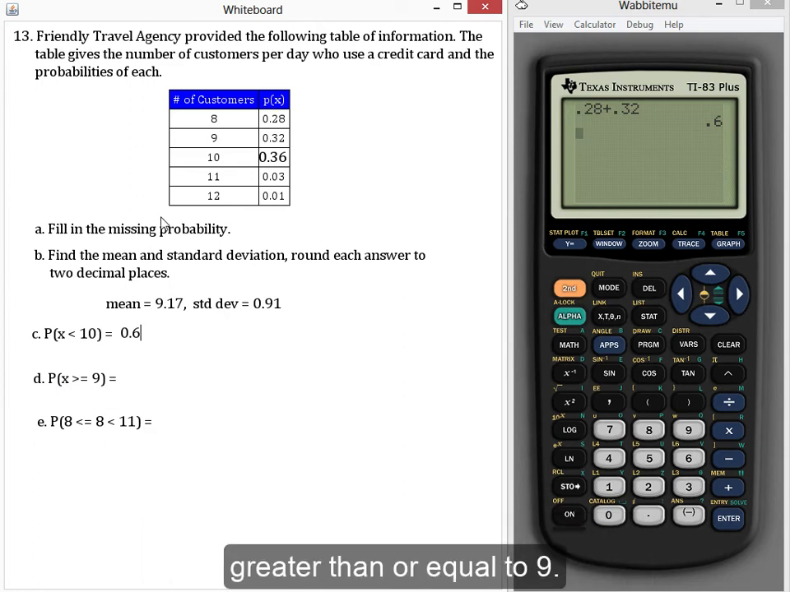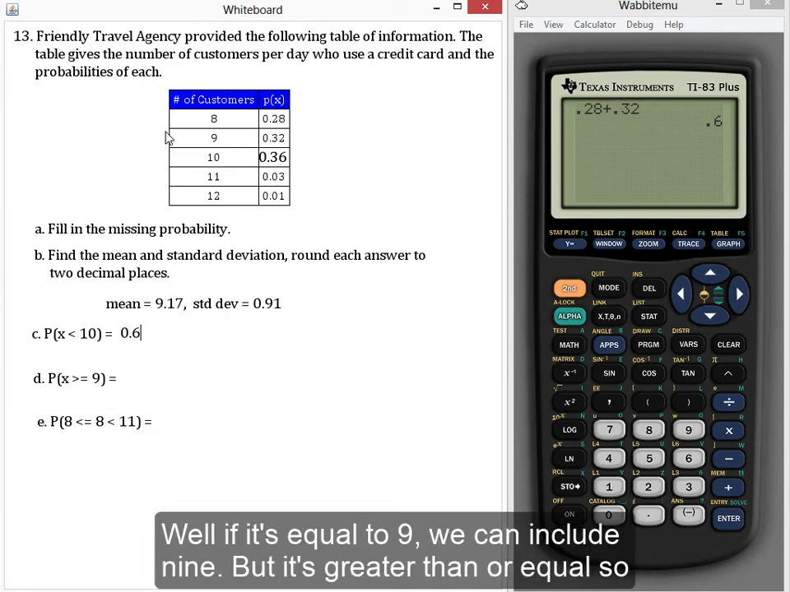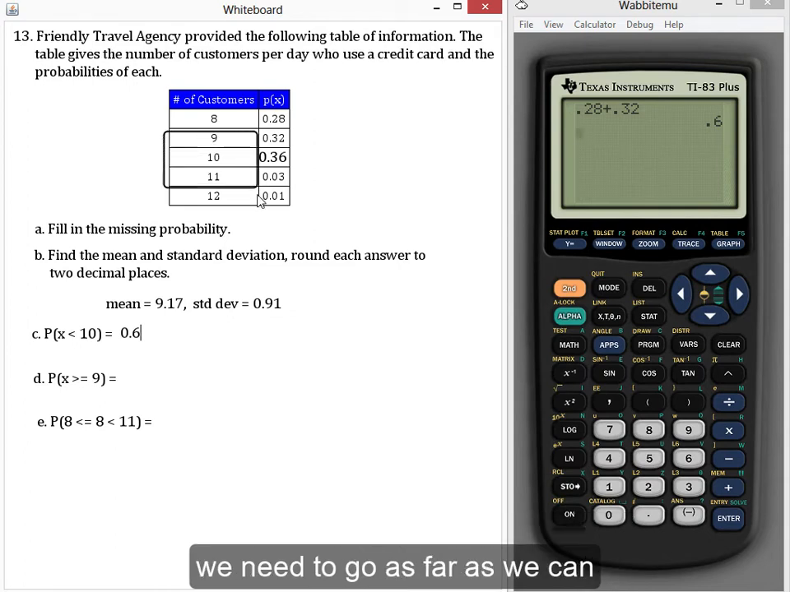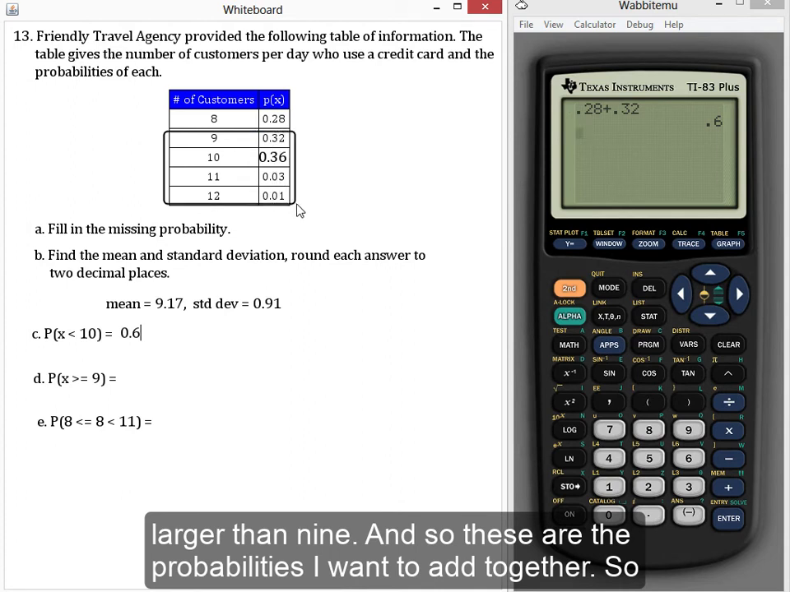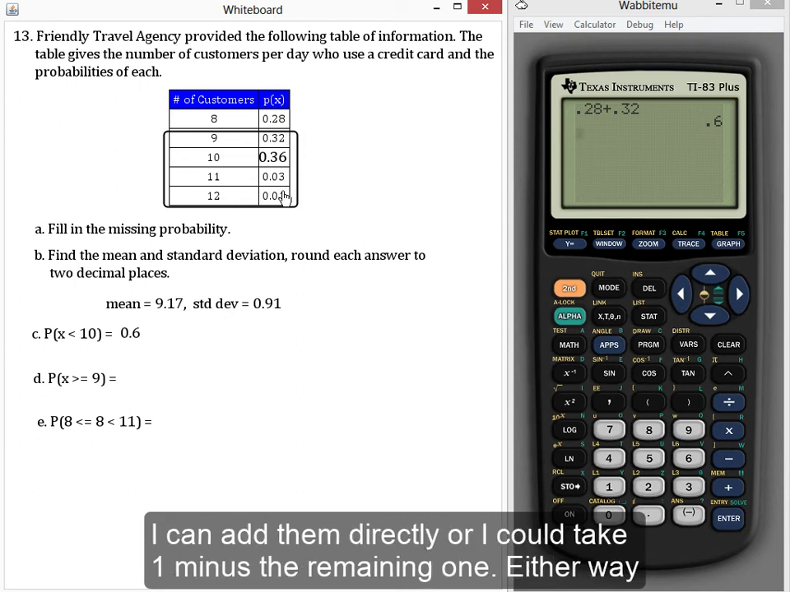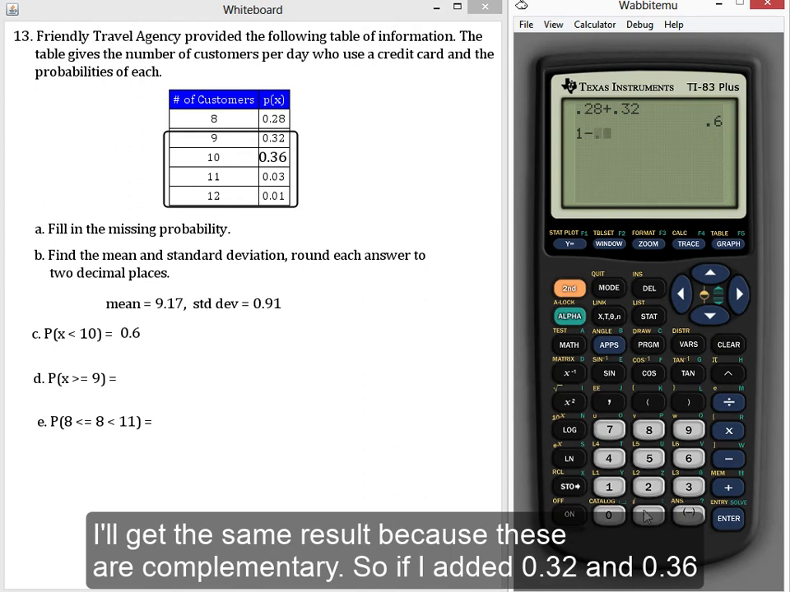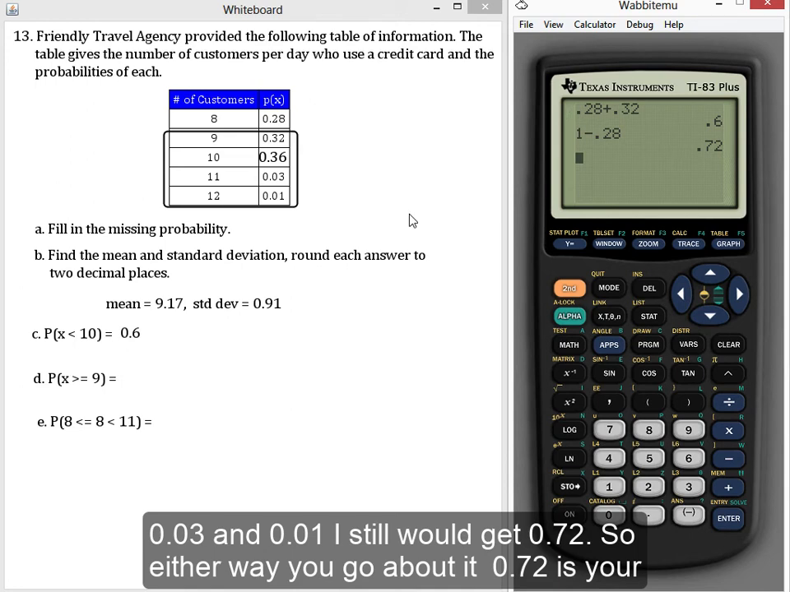So greater than or equal to 9. Well, if it's equal to 9, we can include 9. But it's greater than or equal, so we need to go as far as we can, larger than 9. And so these are the probabilities I want to add together. So I can add them directly, or I could take 1 minus the remaining one. Either way, I'll get the same result because these are complementary. So if I'd added 0.32 and 0.36, 0.03 and 0.01, I still would get 0.72. So either way you go about it, 0.72 is your answer.